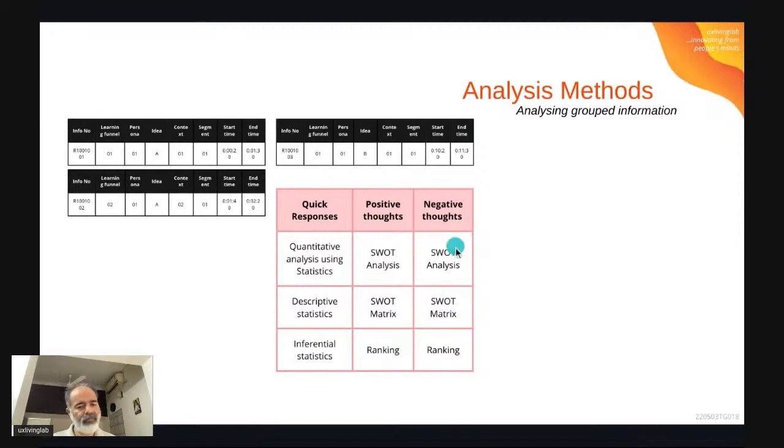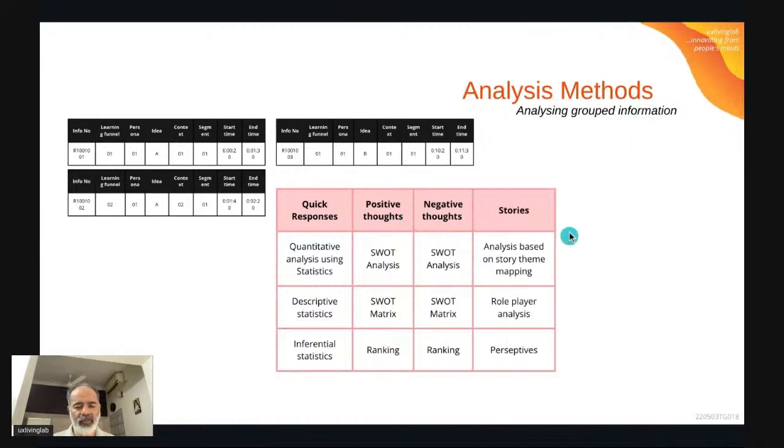Negative thoughts are analyzed the same way: SWOT analysis, SWOT metrics, then ranking. Then stories. How to analyze stories? You group the stories according to the segment, then do analysis based on story theme mapping. That I already explained. What are the story themes?